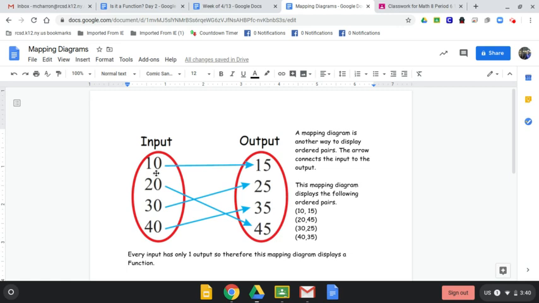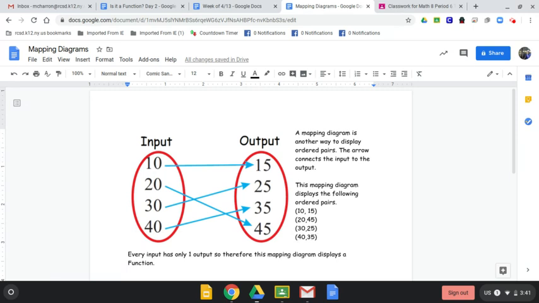So as you can see in this mapping diagram, we have the input value 10. It maps to the output value of 15. So that's the ordered pair 10, 15. The input value 20, its arrow takes you to the output value of 45. So the ordered pair is 20, 45. The input value 30, its arrow takes you to the output value of 25. So its ordered pair is 30, 25. And finally, the input value of 40 takes you to the output value of 35. So its ordered pair is 40, 35.